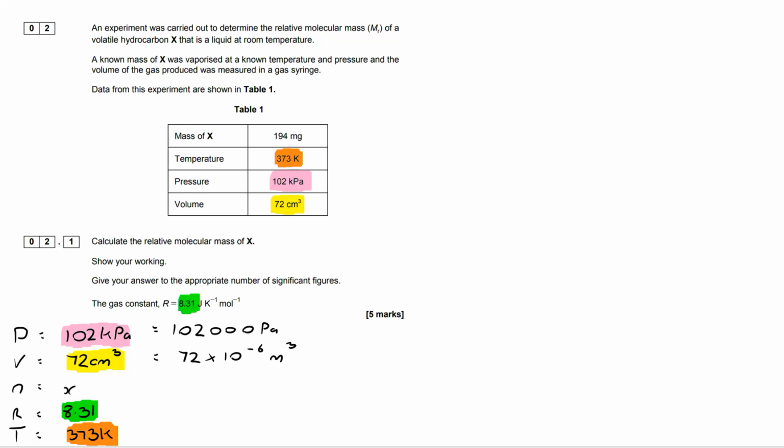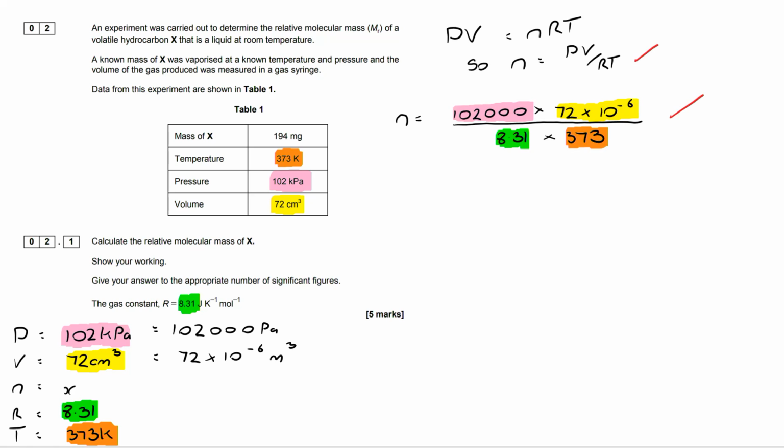Once I've done that, I can start to put the information into the expression. So I've got my PV = nRT, I'm rearranging it to make n the subject, and I've put all of my data in. Because I've written out the expression and I've then put the figures into the expression, I've now got 2 out of the 5 marks. And I get a third mark for successfully calculating n. I've got 0.0024 moles.